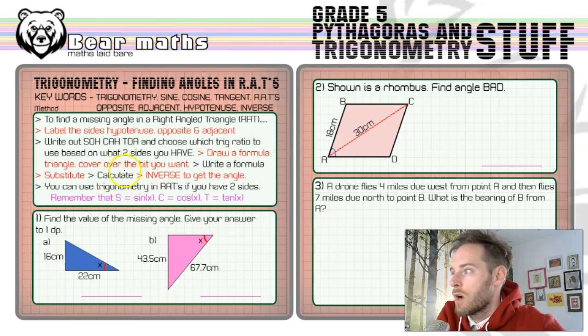Draw a formula triangle, cover over the bit you want, same as last time. Write a formula out, same as last time. Substitute, calculate, same as last time. Slightly different, the very end bit. When we're finding an angle, we always inverse to find the angle. You'll see what I mean when I do the problem.